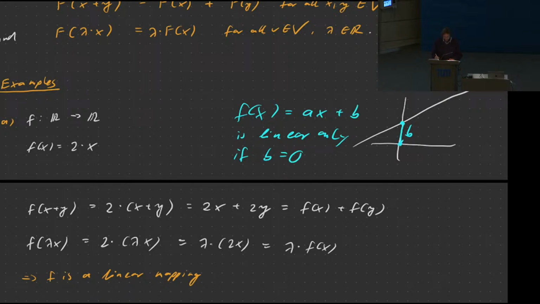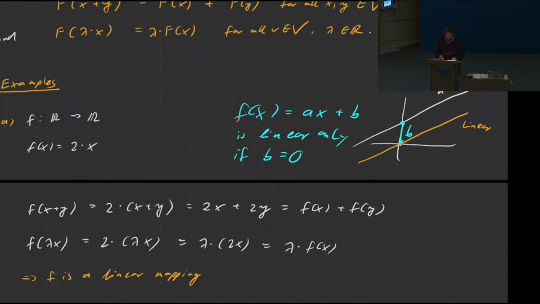Right, so the line that I've drawn here is not really the graph of a linear function. This here is the graph of a linear function, right? That is linear. This here is not. So you can't have that translation. And of course the problem is with this addition property here.